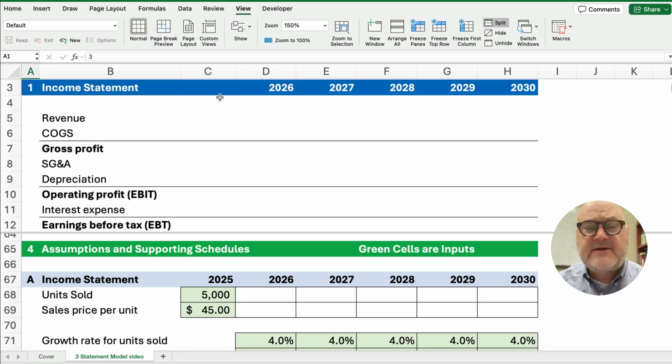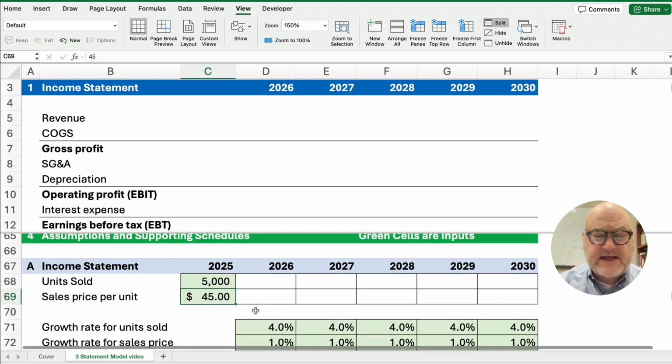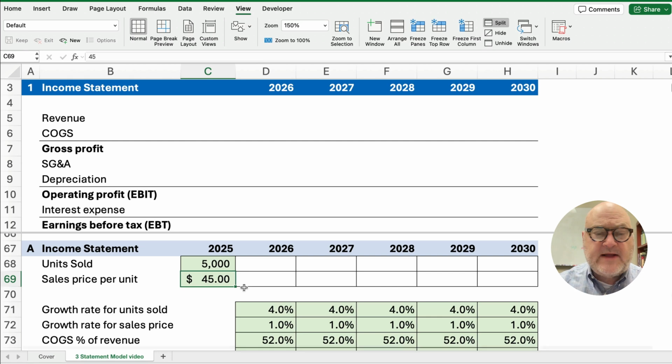We have an income statement. I'm going to do it for 5 years, starting right now. So I've made the assumption that we have 5,000 units sold prior to this year, and it's going to be $45 each. Now, what is the growth rate for the units sold? Well, it's going to be down here. Do you see it's 4%?